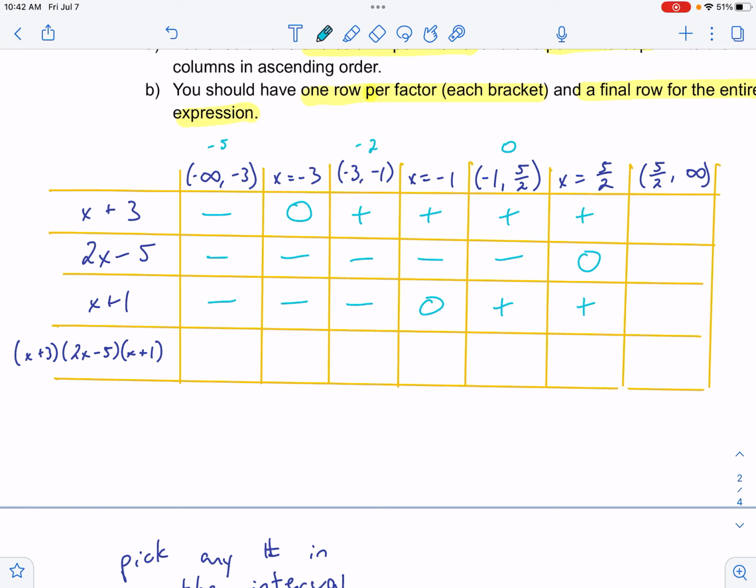And last but not least, I'm going to pick a number for our last interval here between 2.5 and infinity. I'm going to pick 4. Doesn't matter. You can pick whatever number you want. Let's plug in 4. 4 plus 3 is a positive number. 4 into 2x minus 5 will be positive. And then 4 into x plus 1 will also be positive. We are almost done completing our table here.